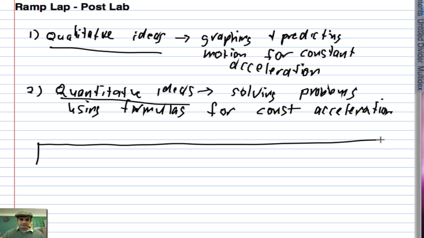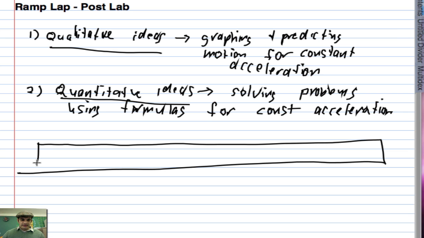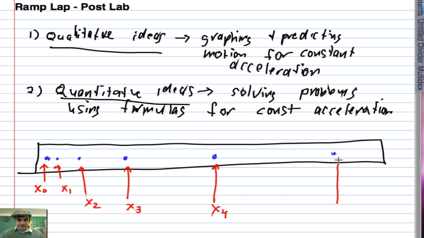So we did the ramp lab, and of course we had this ticker tape, and if you remember, we had these little tick marks. They would start off really close together, and then as time went on, they'd get more and more separated. Each of these represents the position of the object. We could call this the initial position right here, and then we have positions x1, x2 and x3.